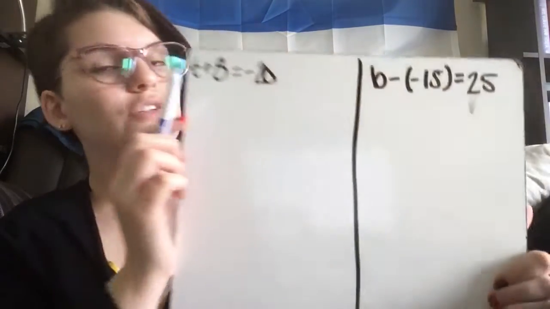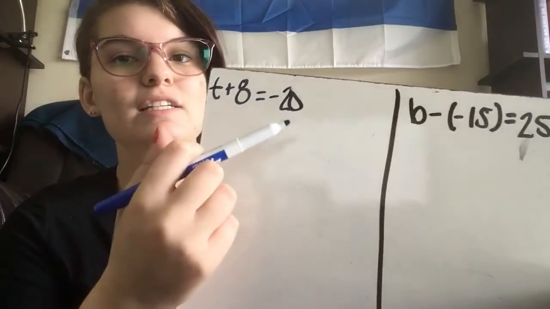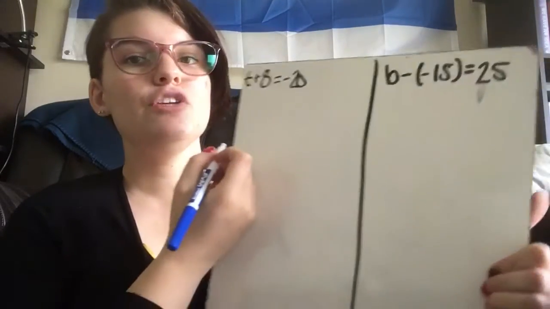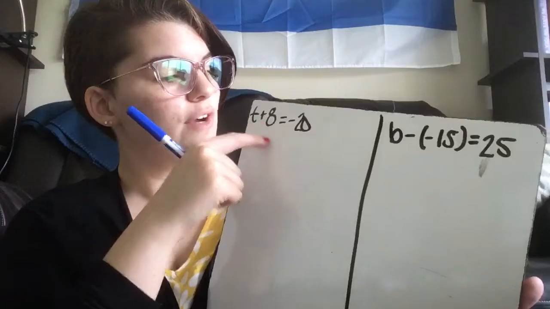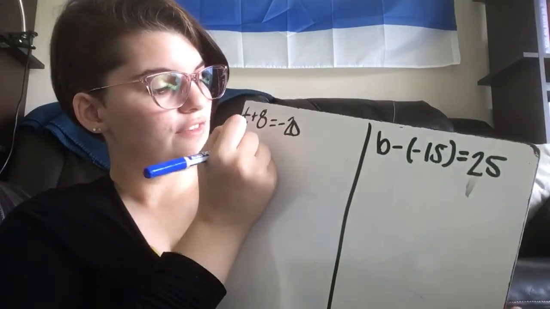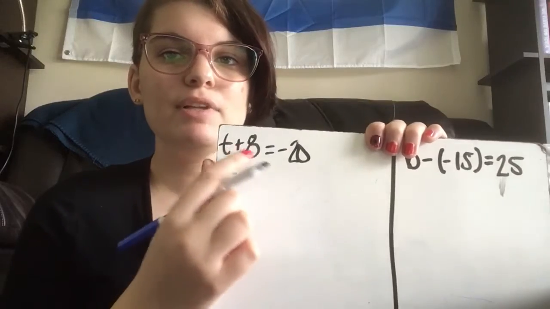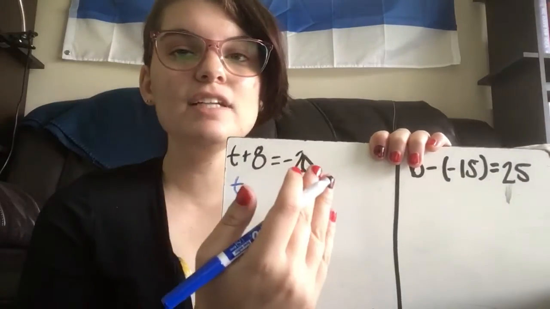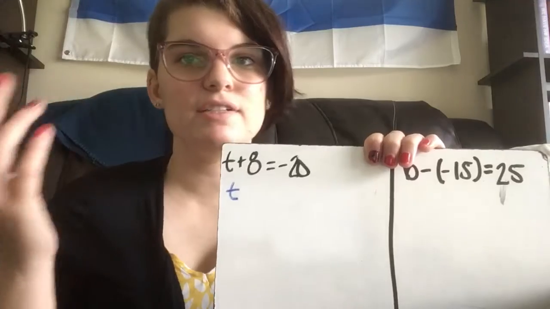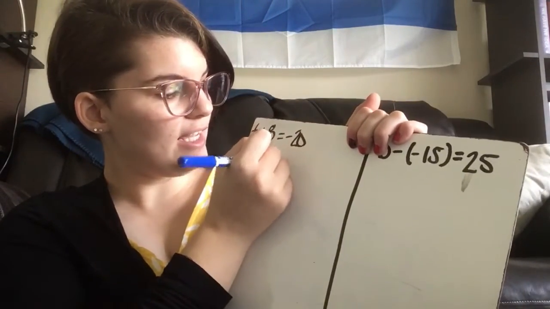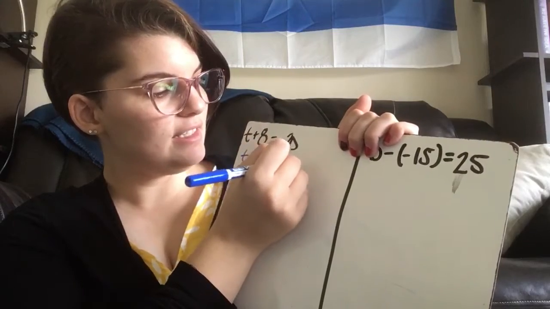All right, so first, the way that you're always going to do it is you have to get the variable alone. So if you look, we have t plus 8 equals negative 20. You have to move this over, and you have to do the opposite of whatever sign is there. So I have my t, if I have plus 8, to cancel it out, what would cancel out a positive 8? A negative 8. So I want to do t plus 8 minus 8.